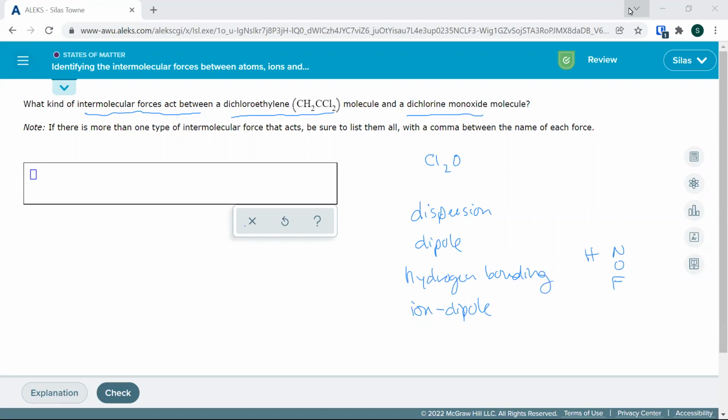So the first thing I want to do is draw a quick Lewis structure. The fact that there's only 2 hydrogens bonded tells me that there's a double bond there. And then we have Cl's, which means we have a dipole going that way. Cl has higher electronegativity, so it's going to pull it that way on this structure. So there is a dipole on that. Then we have Cl2O.